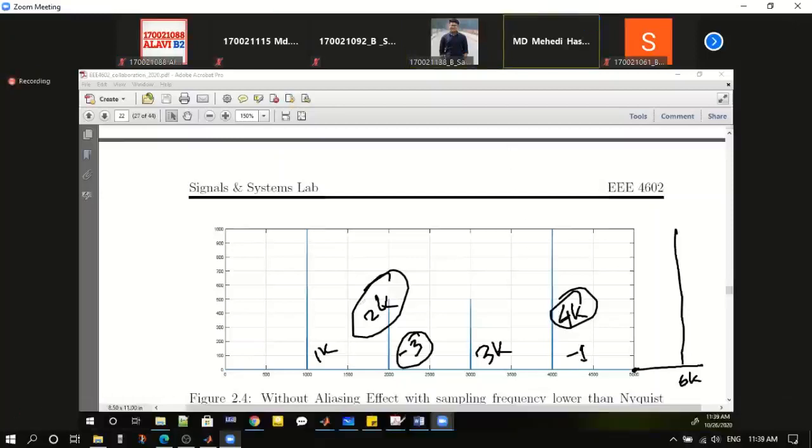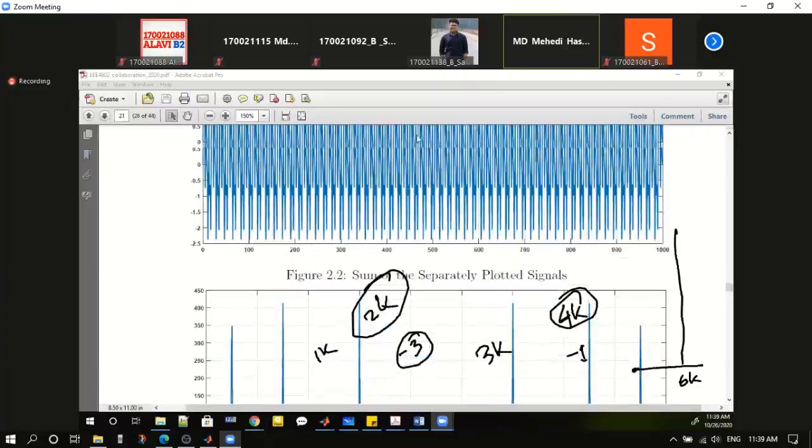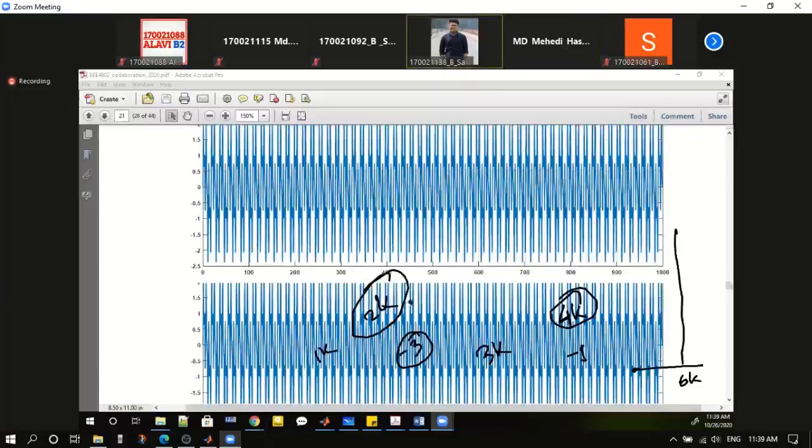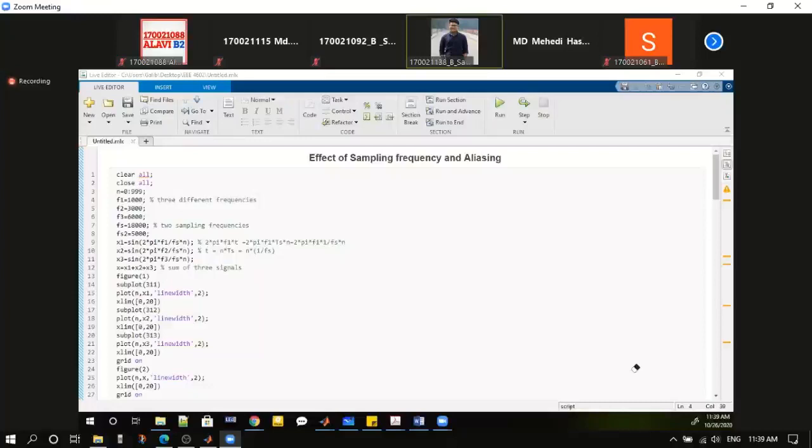Okay, Sakib, now quickly, please explain the code. Yes, sir. Here n equal to 0 to 99, and there are three frequencies, F1, F2, and F3, and two sampling frequencies, 18K and 5K. Then we are plotting the graph X1, X2, and X3. Is it the original graph or the sample version of the graph? Sample version of the graph, sir. Yes, this is the sample version of the graph.